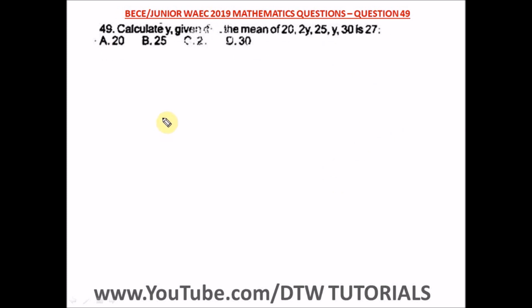Question 49 of the BECE Junior WAEC 2019 Mathematics Past Question. It says calculate y given the mean of these values is 27. So we have to calculate y, given the mean of the values.